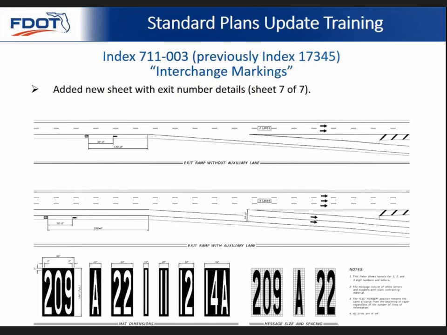The sheet with the exit number details is now sheet 7 of 7 in the interchange markings. This is more or less intact from the pavement markings index.